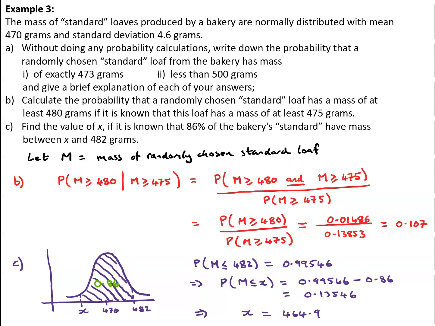Using the inverse probability calculator for the normal distribution, that now gives me x is 464.9 grams. So that was using the inverse normal calculation with an area of 0.13546 going out to the left from little x. The standard deviation of the distribution is 4.6 and the mean for the distribution was 470 grams. Check that you get that answer on your calculator.